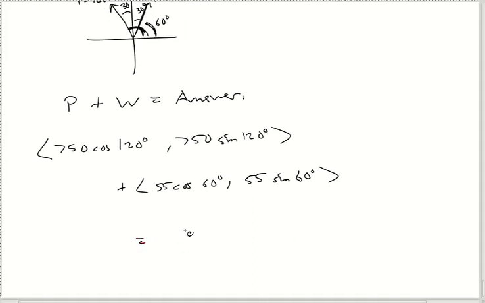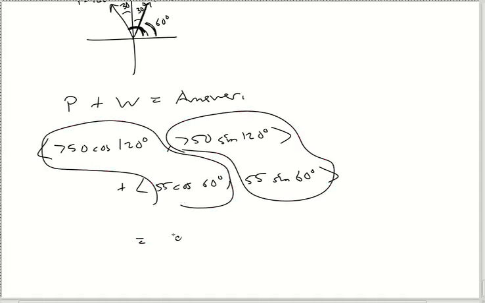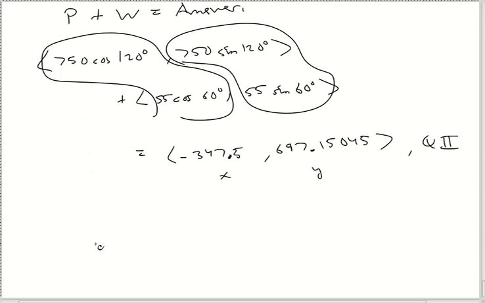I'm just going to tell you, I combined like terms, my x's and my y's, in the calculator, and I got negative 347.5, 697.15045. Again, this is an x and a y. We still are in quadrant 2 because you got a negative x and positive y. That's good. All right, are we done here? No, because they want the magnitude and then the angle. The magnitude of this new vector is going to be the Pythagorean Theorem. Negative 347.5 squared, 697.15.